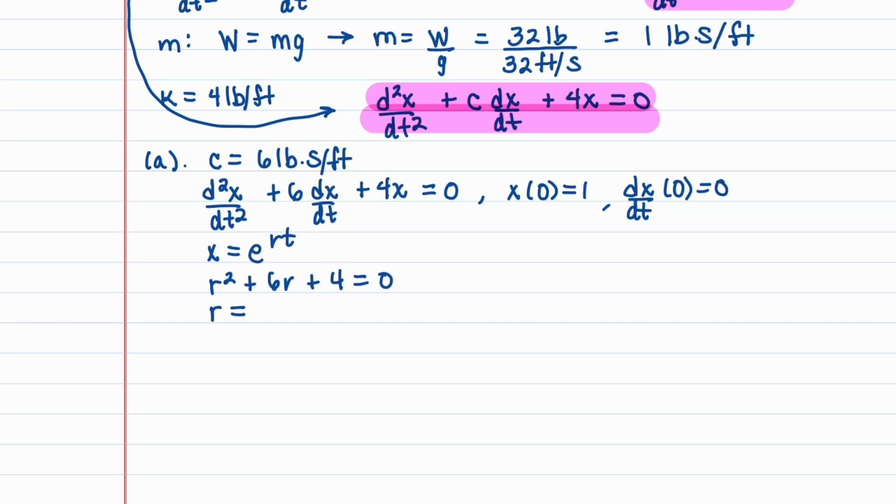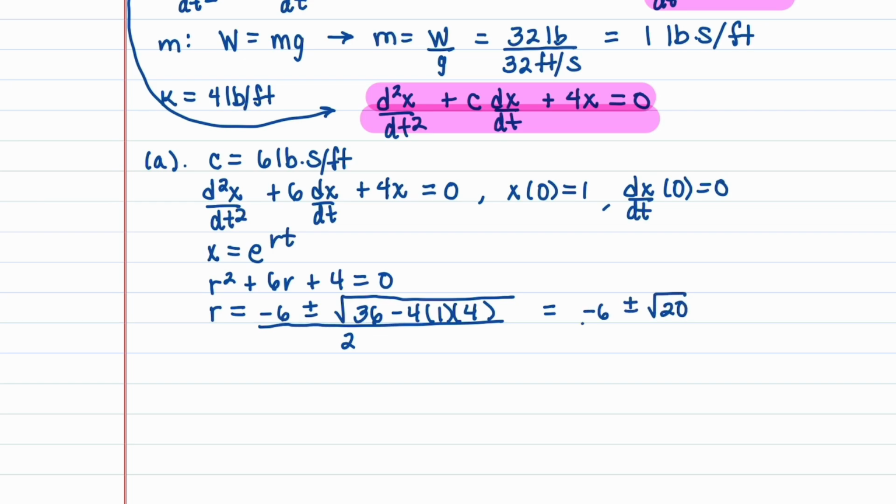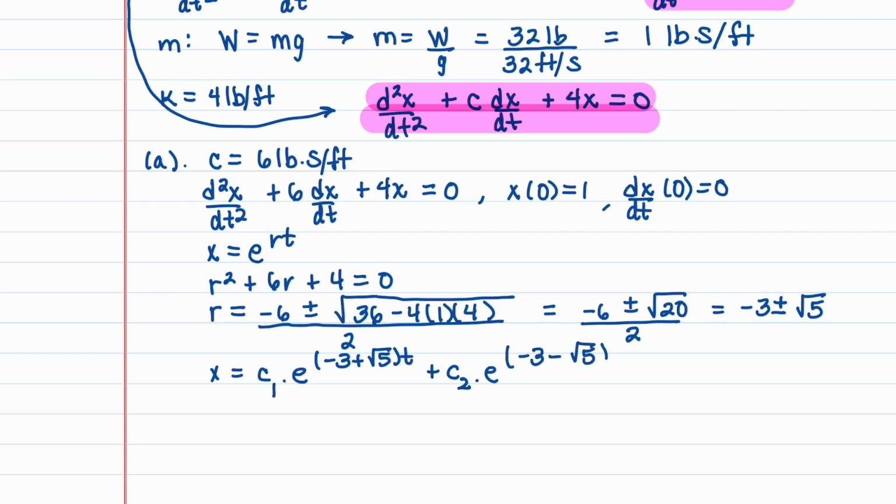And this gives us r is equal to negative b, so that's minus 6, plus or minus the square root of b squared, which is 36, minus 4 times a, which is 1, and then c is 4. And we're going to divide all of this by 2a, which is just 2. This gives us minus 6 plus or minus the square root of 20, all divided by 2. We can pull a 4 out of the square root. It's going to cancel with the 2 in the denominator, and this leaves us with minus 3 plus or minus root 5. Our solution is then x is equal to c1 times e to the minus 3 plus root 5 times t plus c2 times e to the minus 3 minus root 5 times t.